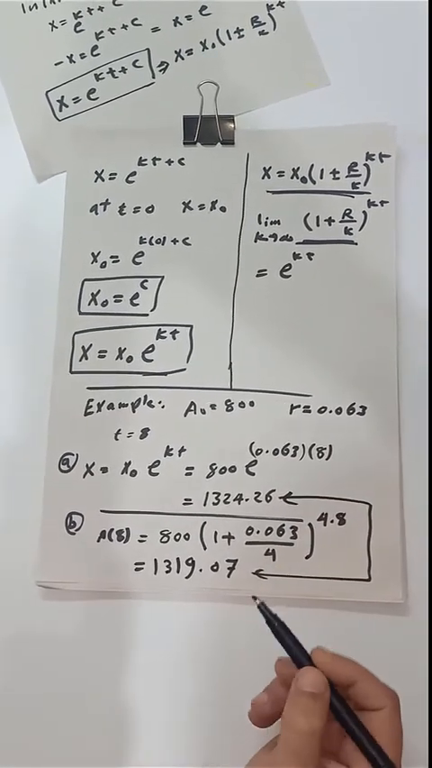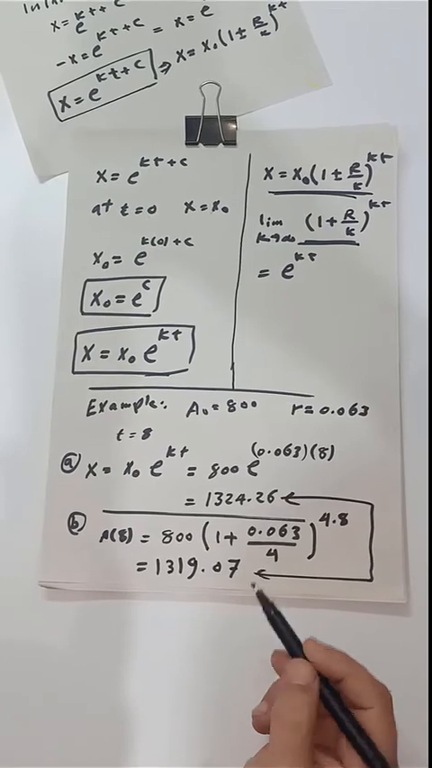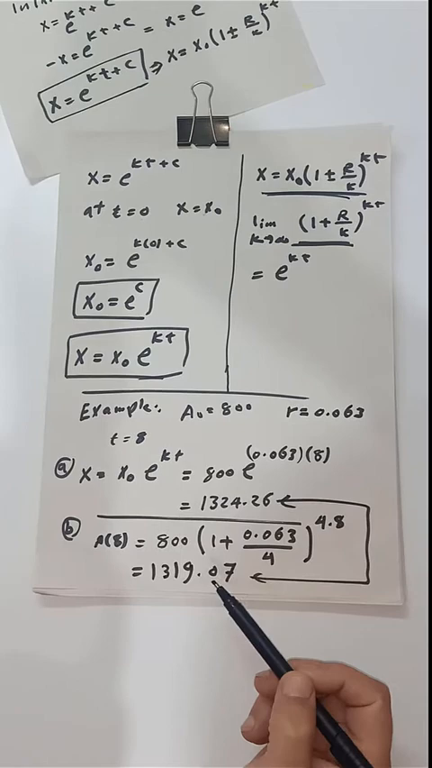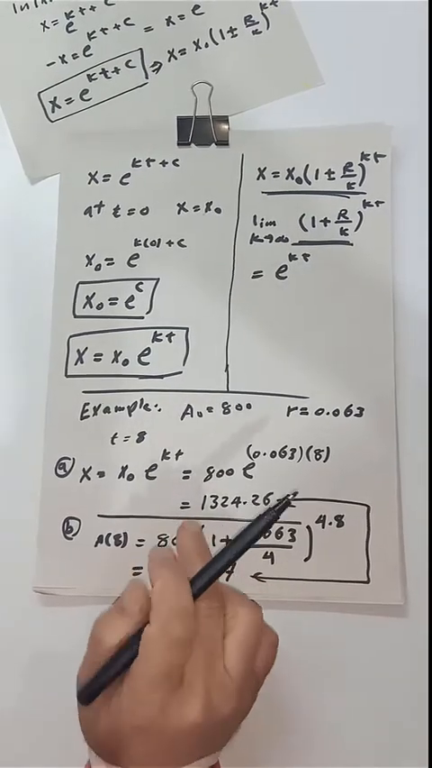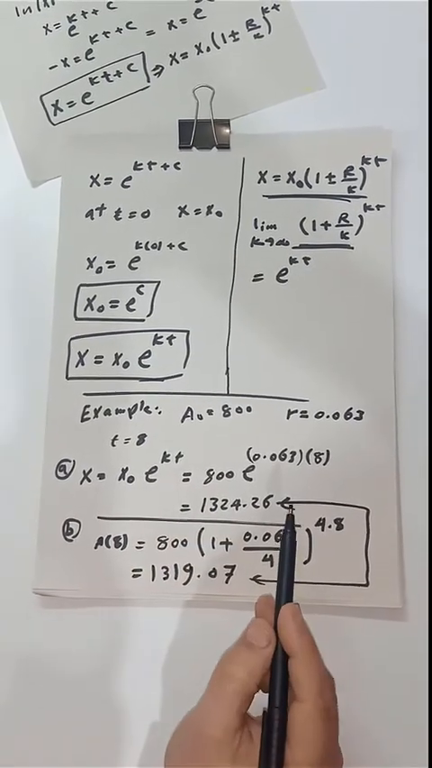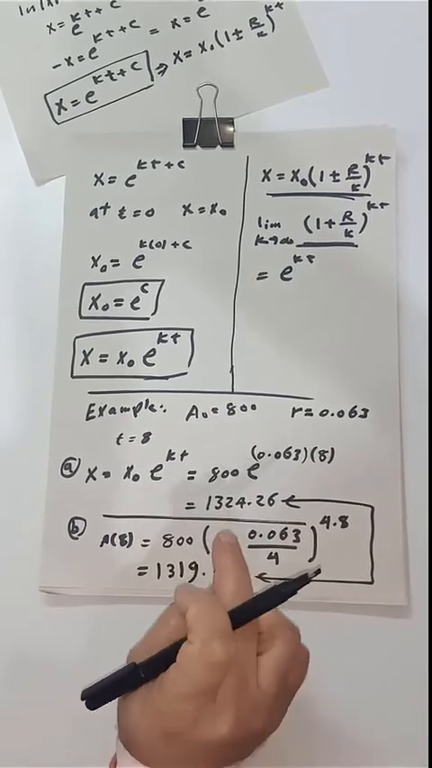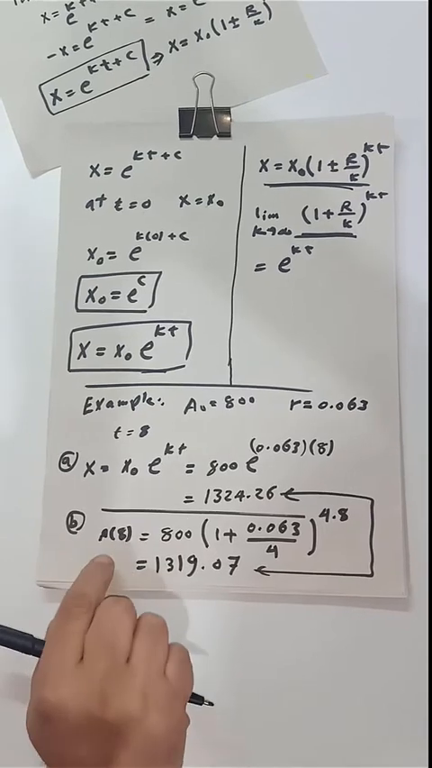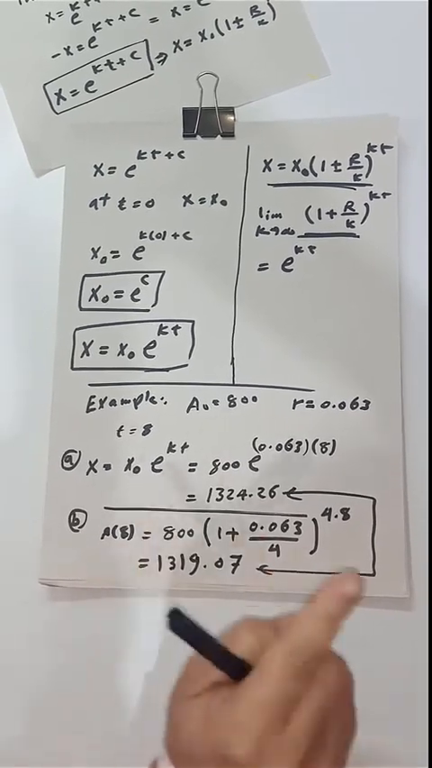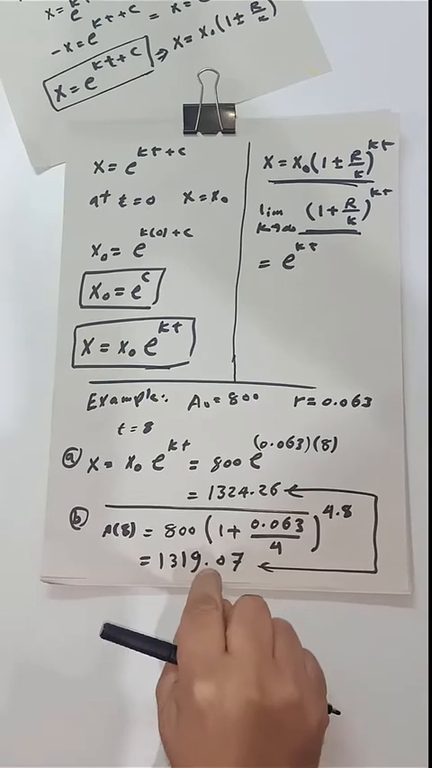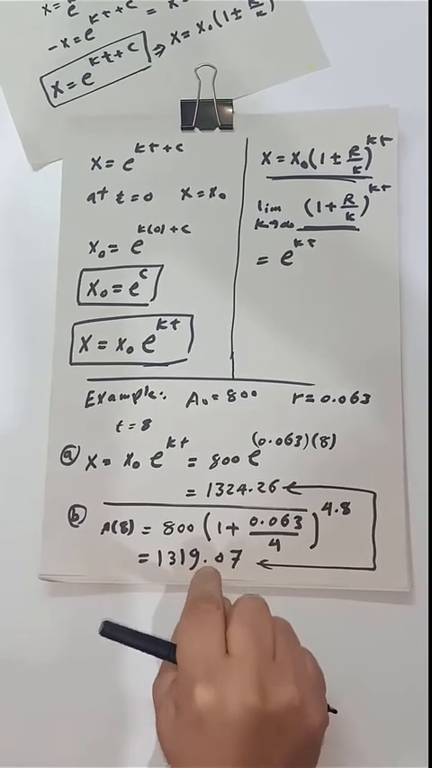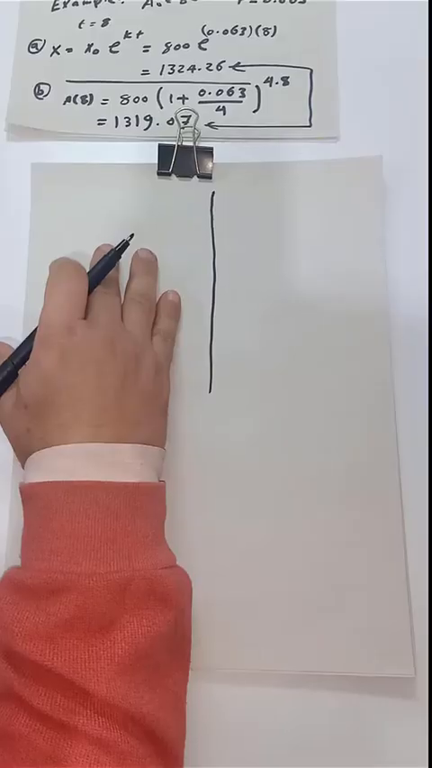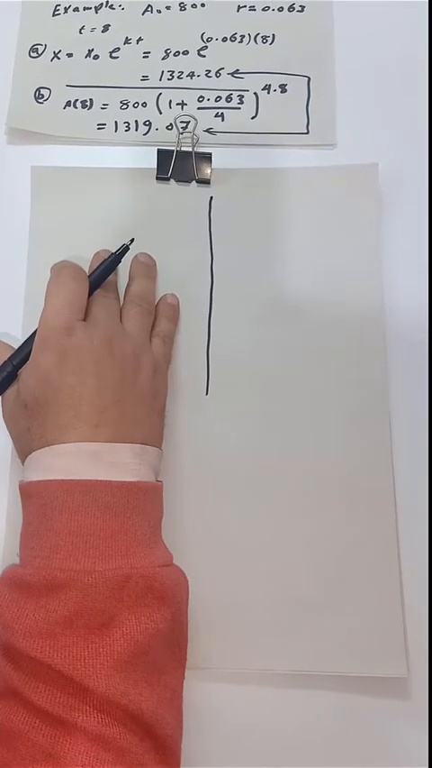We can compare between two values. This value is greater than this value because of the value here continuously. At any time we can find X, but here at the time of the end of 8 years we can find this amount of money equals 1319.07, as in the previous example.